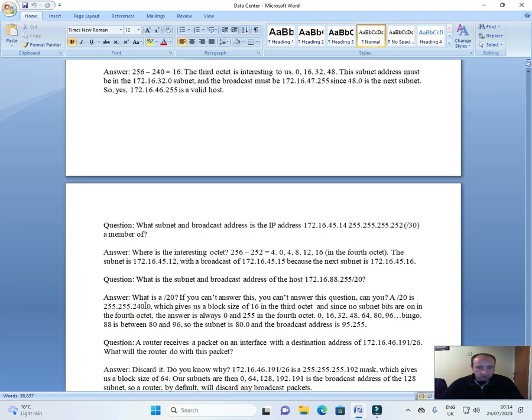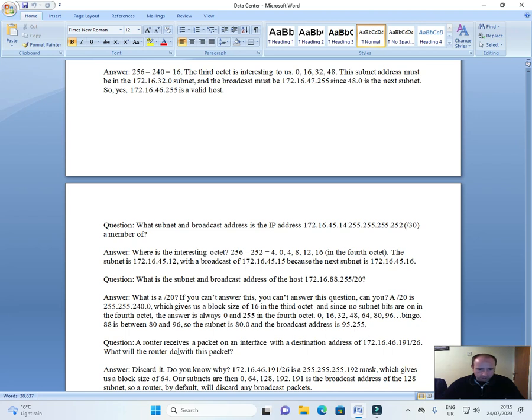Question: what is the subnet and broadcast address of the host 172.16.88.255/20? Answer: what is /20? If you can't answer this, you can't answer this question. You can. A /20 is 255.255.240.0, which gives us a block size of 16 in the third octet, and since no subnet bits are on in the fourth octet, the answer is always 0 and 255 in the fourth octet. 0, 16, 32, 48, 64, 80, 96. Bingo. 88 is between 80 and 96, and the subnet is 80.0, and the broadcast address is 95.255.